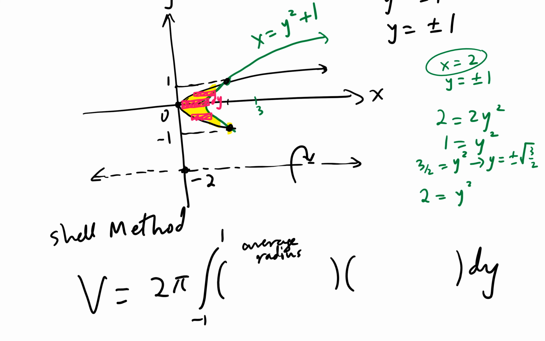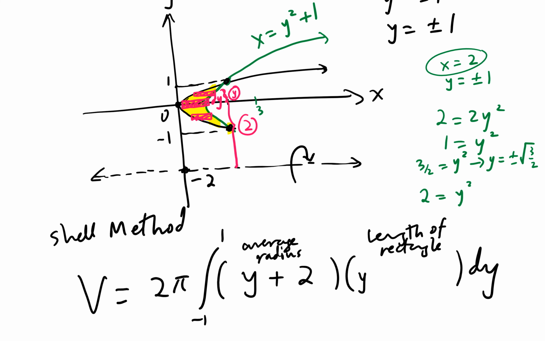What happens is, we think about it as the distance from, if I draw it on the top, that's a y distance, right? Plus, you're going to go all the way down, that's a 2-unit distance. So it's going to be y plus 2, or you can say y minus negative 2. Then we need the length of the rectangle. For the length, we do the right minus the left. The right graph is y squared plus 1 minus the left graph, 2y squared.